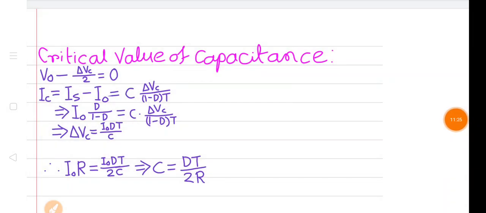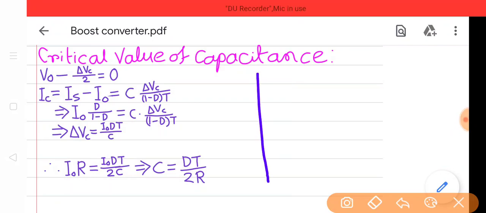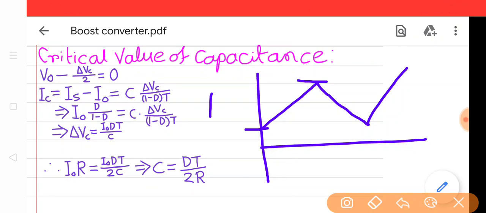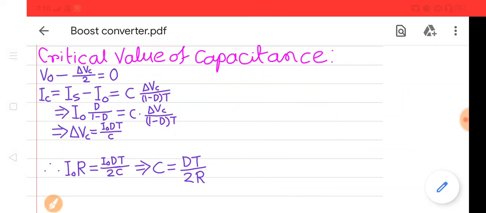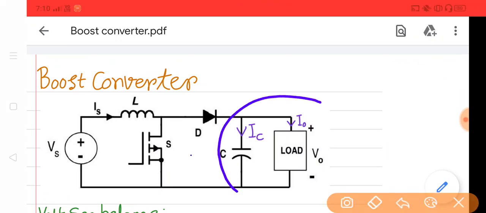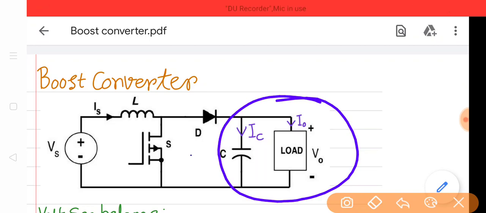Now the critical value of capacitance, same concept. The capacitor will charge and the capacitor will discharge again. For simplification, we are considering linear charging and discharging, and the voltage difference between maximum and minimum voltage of the capacitor is del Vc. The average value of capacitor voltage is the output voltage. Why? Because the capacitor is connected across the output terminal, so the voltage across the capacitor and the output voltage, the voltage across the load, are equal.